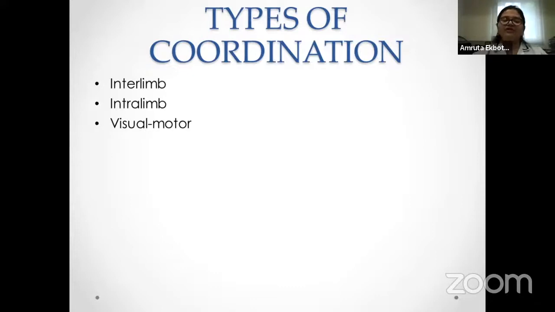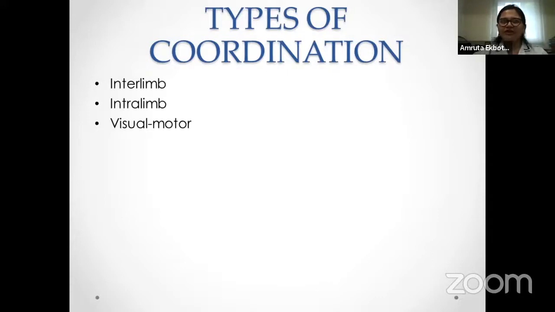Next type of coordination is visual motor coordination, which is eye-hand coordination. So if I want to reach for an object, my eyes are going to first locate the object, then the visual stimulus is going to get registered in my neural system and tell me where the object is located and how far my hand should reach. So that is visual motor coordination.